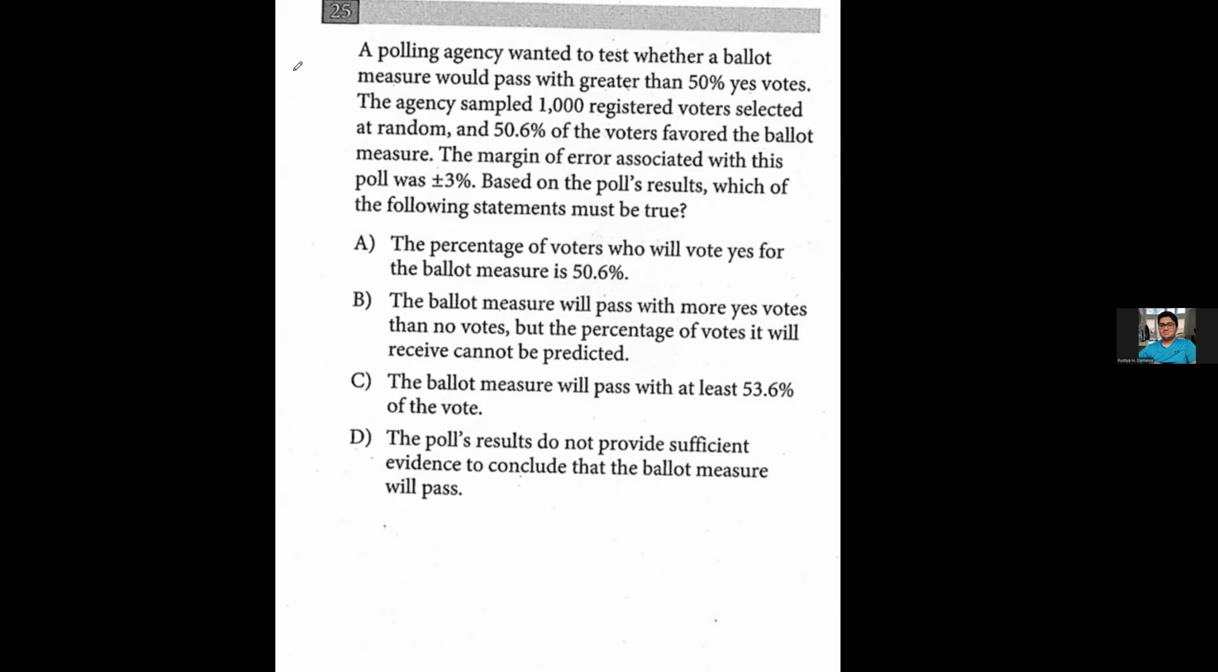Okay, so question 25. We're told they want to test whether a measure will pass with greater than 50%. They sample 1,000 people and 50.6% favored it. The margin of error is plus or minus 3%. So our actual confidence interval would be 50.6 plus 3% and 50.6 minus 3%. So this would be 53.6 as one of our bounds, and our other bound would be 47.6.